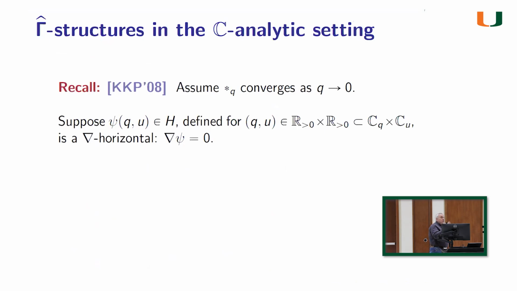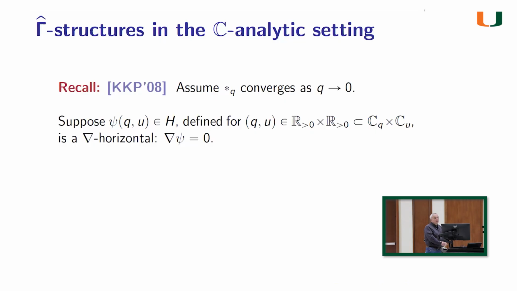Now, what is the Z structure? Conjecturally, this is the story that we proposed in the old Hodge theory paper. Assuming that the quantum product converges as Q goes to 0, you can look at a function in Q and U with values in H, so a section in our bundle. You can restrict that section to a sector which is the product of the positive real lines sitting inside CQ and CU.